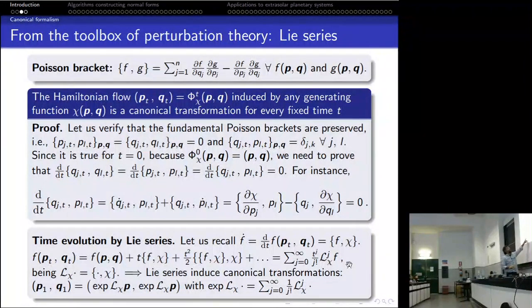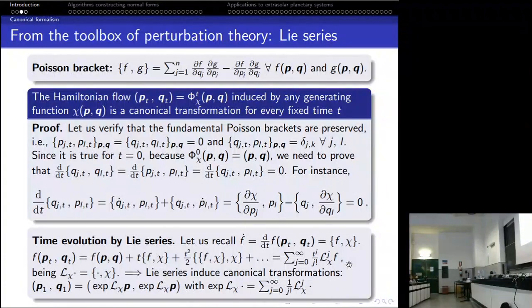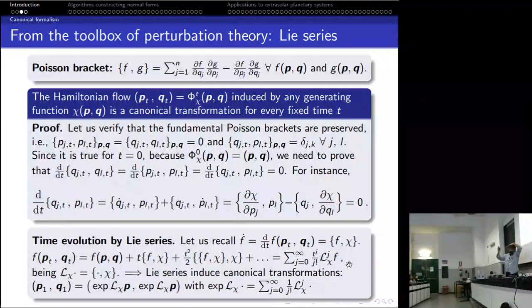And then, mind the fact that the evolution of any dynamical function... what is a dynamical function? A dynamical function is just a function defined on the phase space, so on the coordinates and momenta defining your system. And the dynamical evolution is expressed by Poisson brackets.